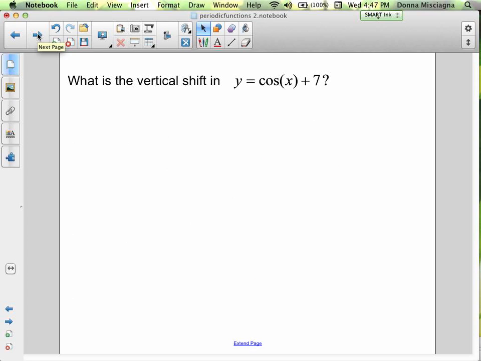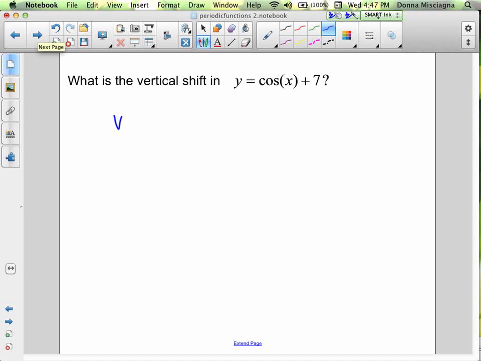And then I'm going to start podcast 2. All right, so in your head, or maybe jot it down somewhere, think of the answer to these questions. What's the vertical shift in y equals cosine x plus 7? Okay, have it in your head, and let's see if you're right. If you're not sure and you want more time, just pause the tape.